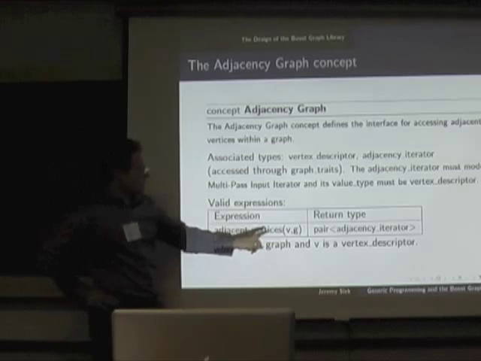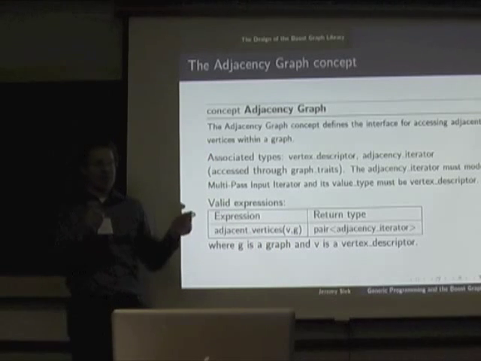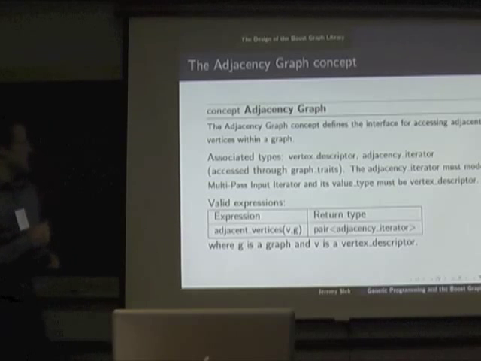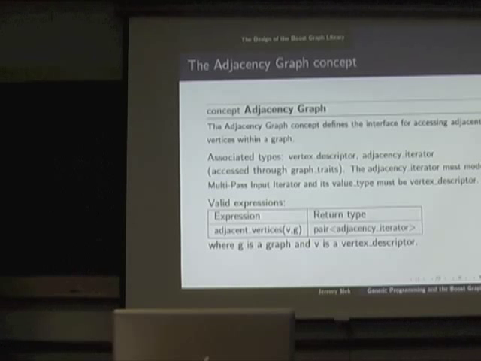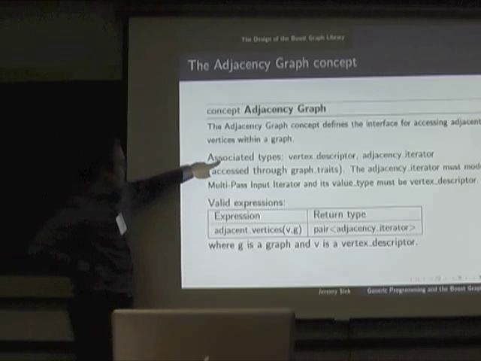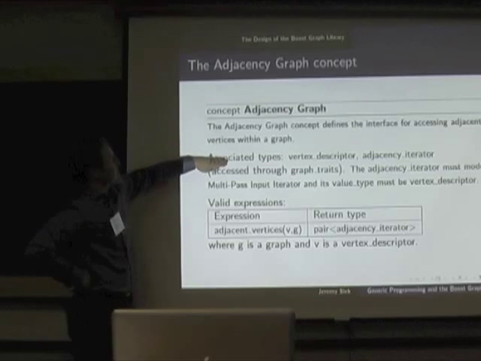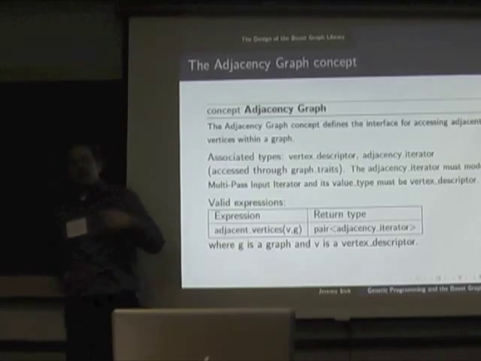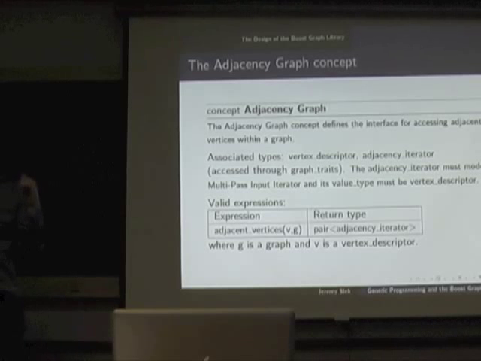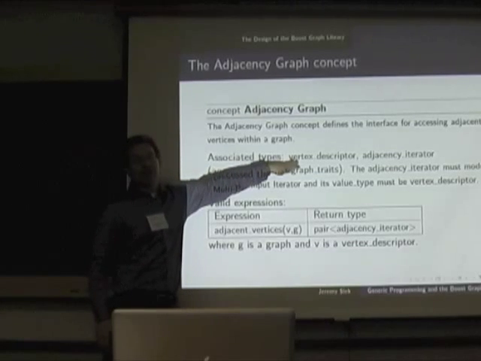Okay? And what you get back is a pair of this thing called an adjacency iterator. It's a first-last pair, so you can iterate through that range to get all of the adjacent vertices. Furthermore, there are some associated types. If you've got an adjacency graph, you can ask, what is the vertex descriptor? The term descriptor is a little bit funny, but all this is a handle for a vertex. The type of that handle could actually depend on the graph that you're dealing with. It might be an integer, it might be a pointer, who knows what. The algorithm doesn't care what it is as long as it plays the right role.